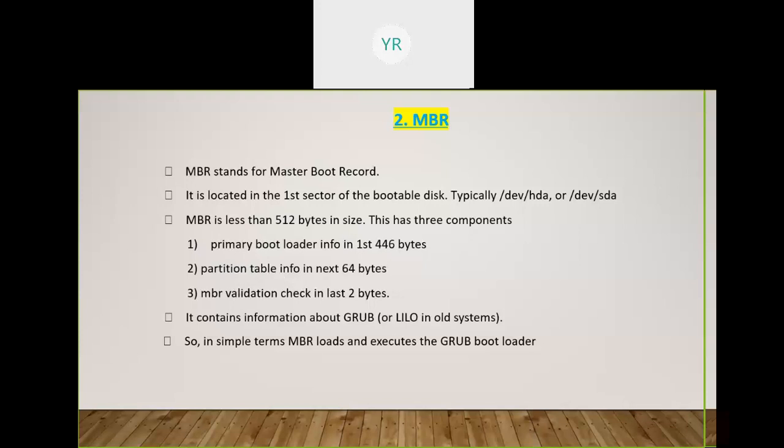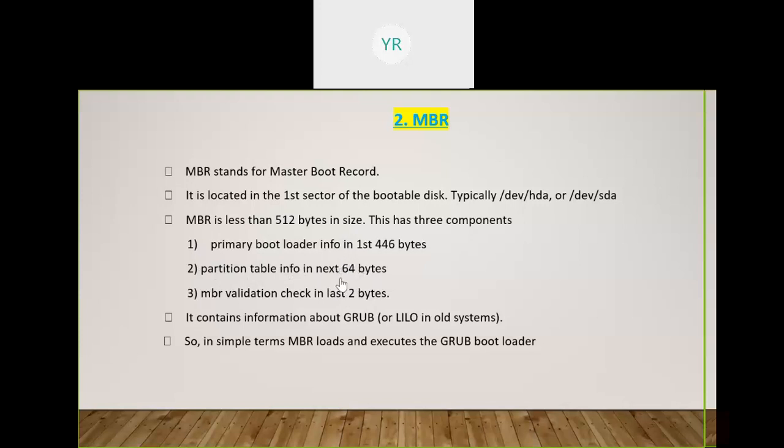At the time of partitioning, only 4 partitions were allowable in our Linux. Why is it so? Because the partition table information stores how many partitions there are, the entire information about those partitions. Every partition is identified by 16 bytes, so 16 into 4 only. Four partitions only can be allowed in this partition table, because 4 into 16 equals 64. That's the reason you can do only 4 partitions in Linux.